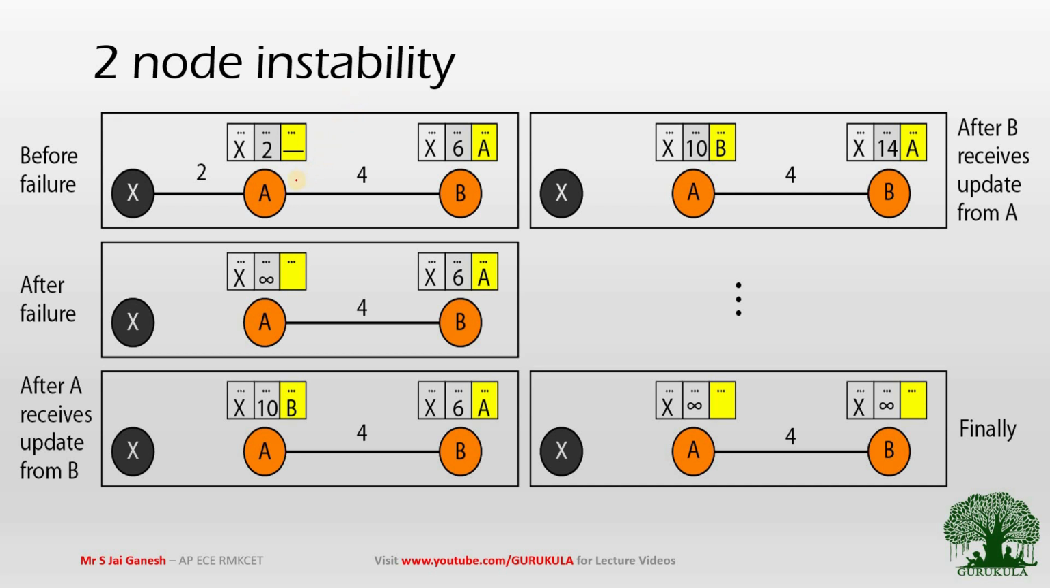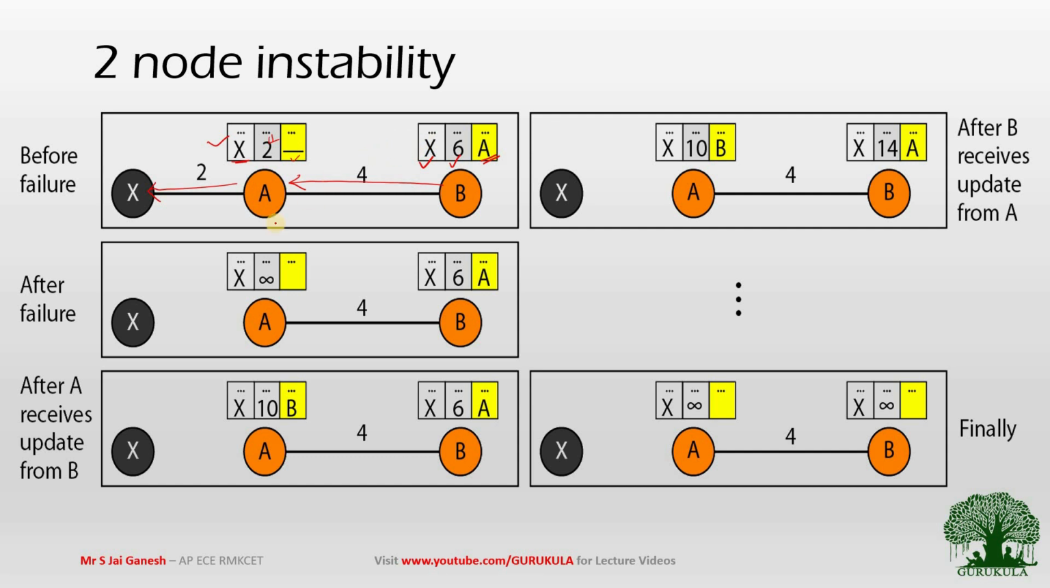So with this, let us try to understand what the two node instability problem is. Here A can reach X with a cost of 2, and it is a directly connected node. That is what this routing table represents. Similarly, B can reach X with a cost of 6. Why is it 6? B is not directly connected to X. B is connected to X via A. So whenever B wants to send data to X, it has to send via A, so the cost will be 4 plus 2, which is 6. So B can reach X with a cost of 6 and it has to send its information via A.